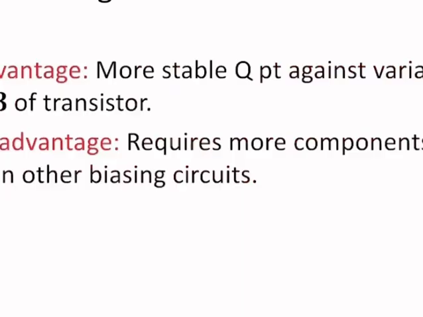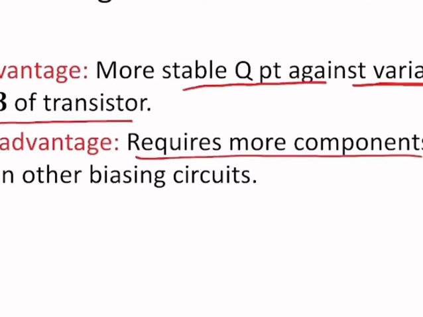Now next is advantages and disadvantages. Advantages: it is a more stable operating point. It is a universal biasing circuit, that's why it gives more stability against the variation in beta of the transistor or against the temperature. Beta of the transistor means if we replace a transistor by another transistor of the same type, beta changes, but that change would not affect the analysis of this circuit, would not affect the collector current which flows in this bias circuit. Disadvantage is it requires more components than the other biasing circuits. These are the advantages and disadvantages of this biasing circuit.